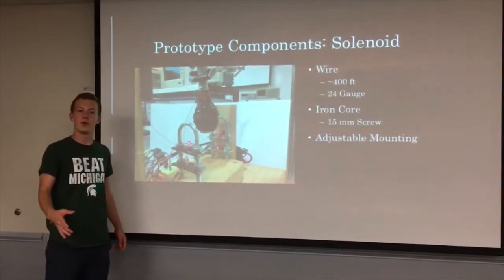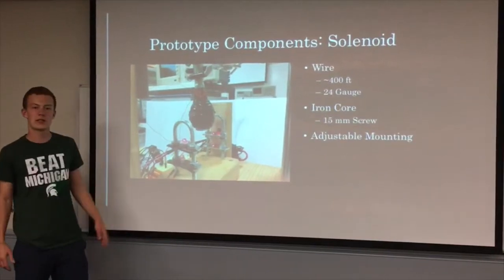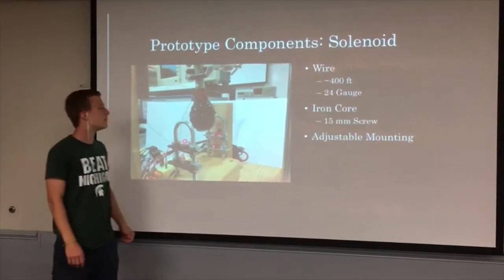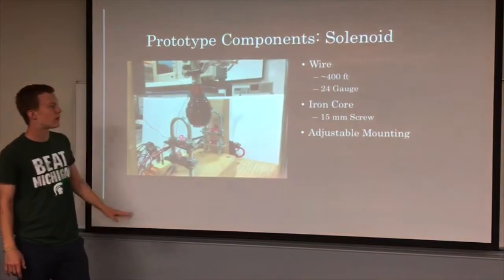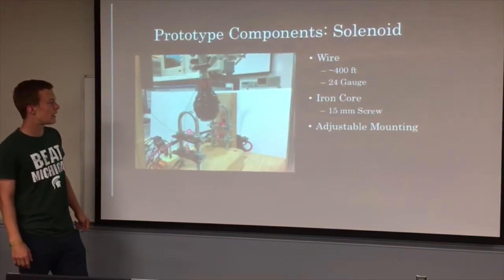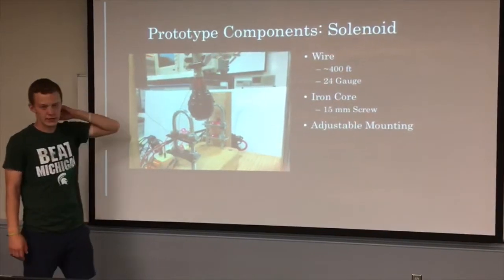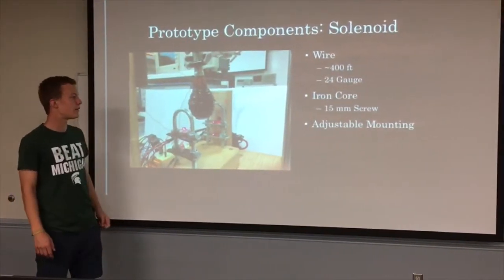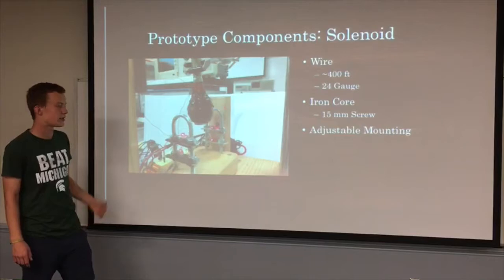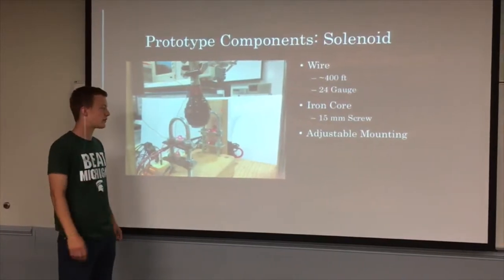Alright, so now more in detail about the special components, starting off with the solenoid. We use about 400 feet of 24 gauge wire. We use a screw as our iron core to enhance the magnetic field, and also we have an adjustable mounting to adjust the height of the solenoid.